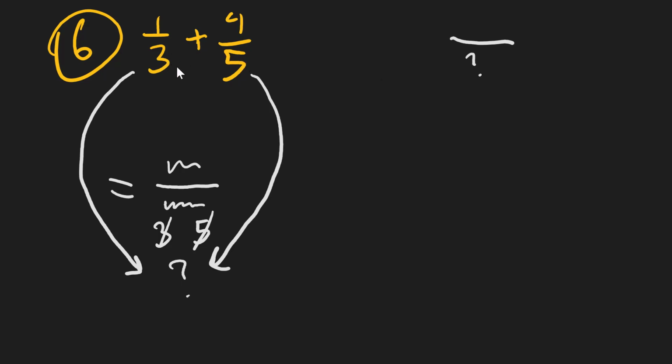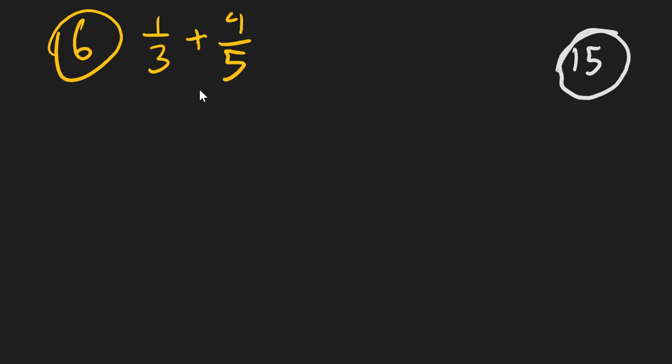Multiply the denominators together. 3 times 5 is 15, so we know that the denominator is going to be 15. Now we need to restate 1/3 in terms of 15ths. How do we do that? I say, 3 times what number equals 15? Well, 3 times 5 equals 15. So what we can do is multiply 1/3 by 5/5.